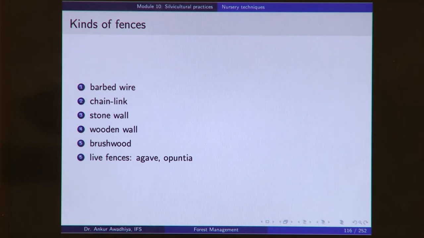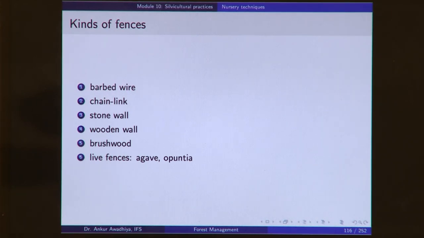Now, fencing can be of different kinds. We mostly use barbed wire fencing because it is cheap, but we can also go with a chain link fence, or a stone wall, or a wooden wall, or a brushwood fence. A brushwood fence is also known as a bagad fence. In this case, people take brushwood, which is branches and twigs of different plants, preferably those that are a bit thorny, and they can be made into a fence. So, that is a brushwood fence.